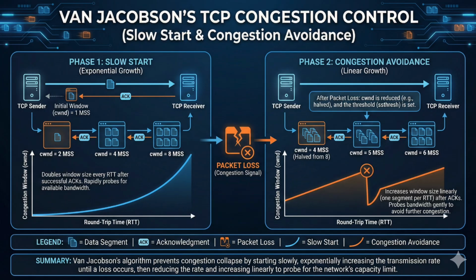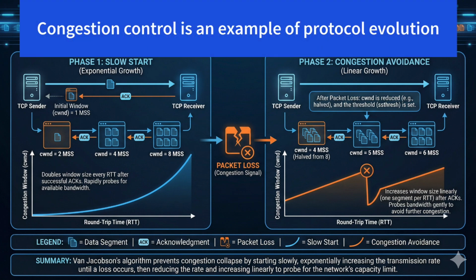The why is simple. The Internet had to become stable under load. It's not enough to connect networks. The system has to remain usable when millions of independent senders share common bottlenecks. Congestion control is an example of protocol evolution driven by emergent behavior, problems you don't see until the system grows large enough.